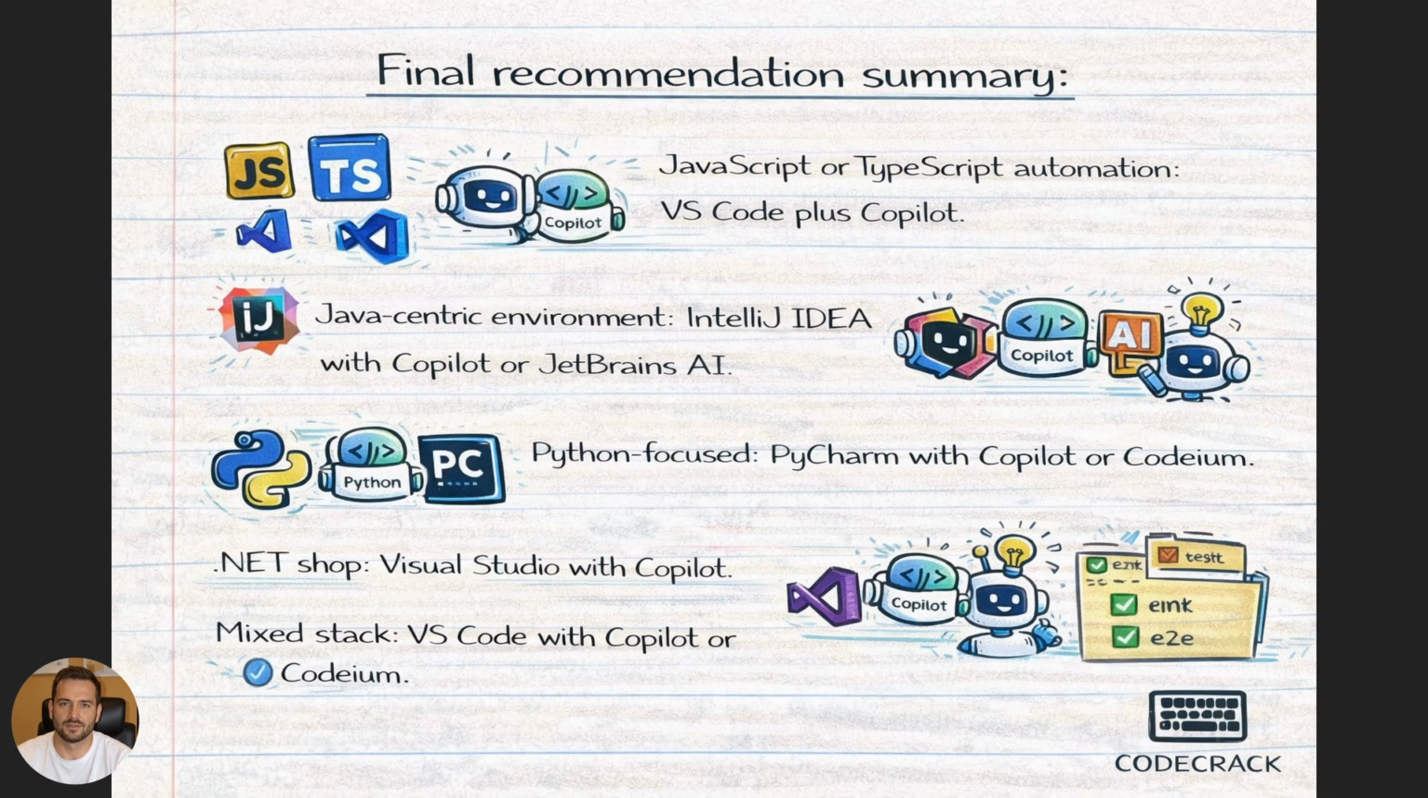Final recommendation summary: JavaScript or TypeScript automation, VS Code plus Copilot. Java-centric environment: IntelliJ IDEA with Copilot or JetBrains AI. Python-focused: PyCharm with Copilot or Codeium. .NET shop: Visual Studio with Copilot. Mixed stack: VS Code with Copilot or Codeium.